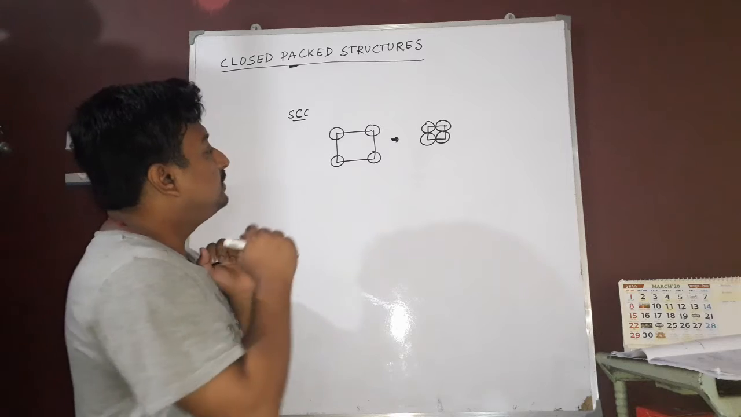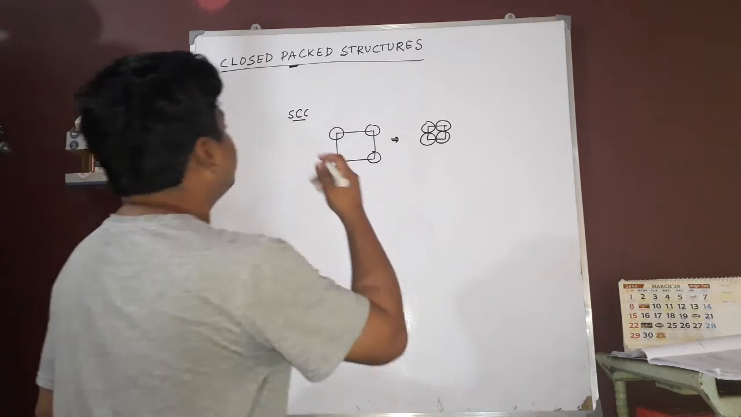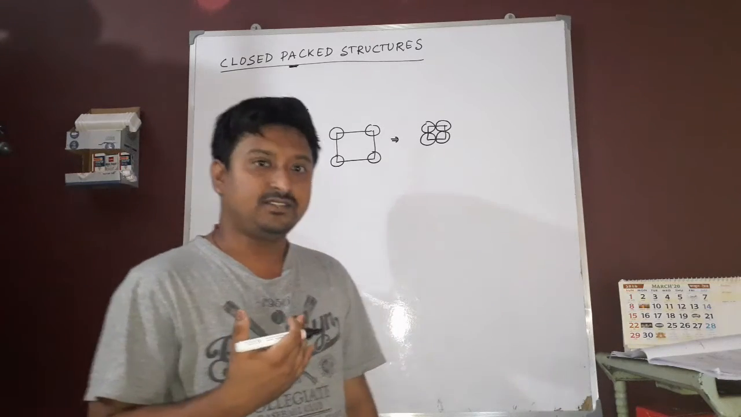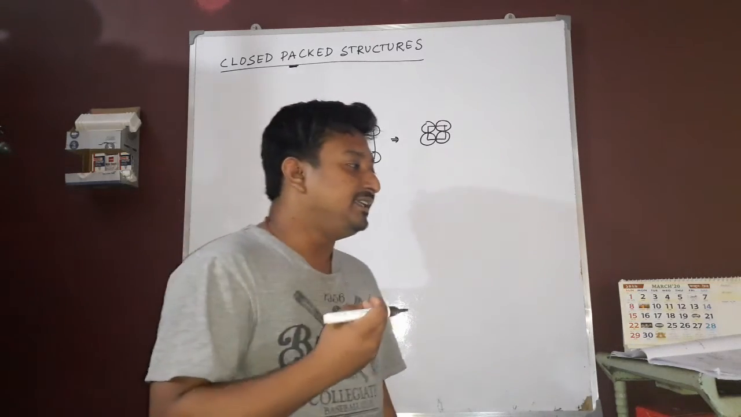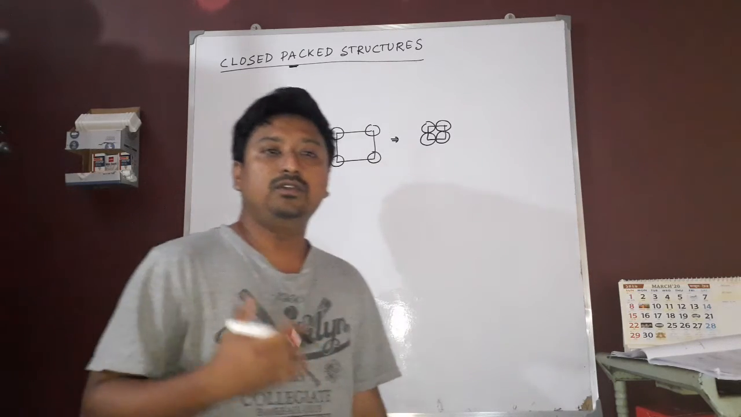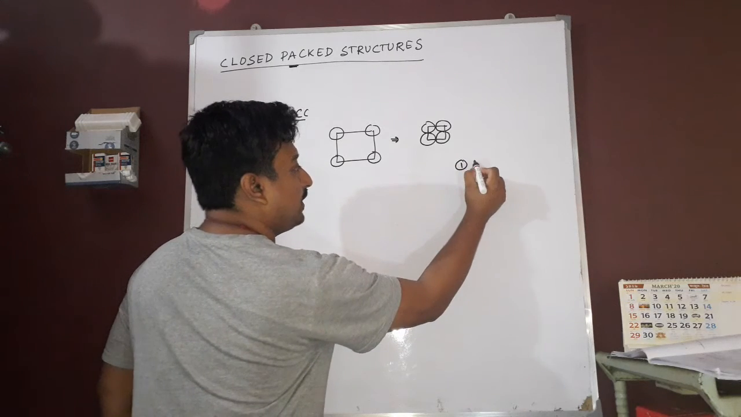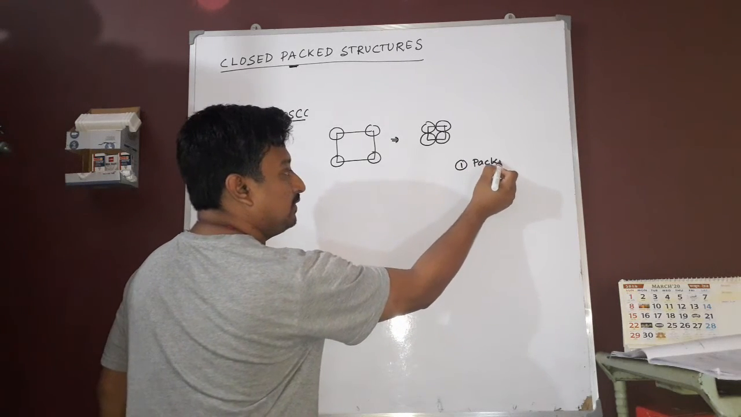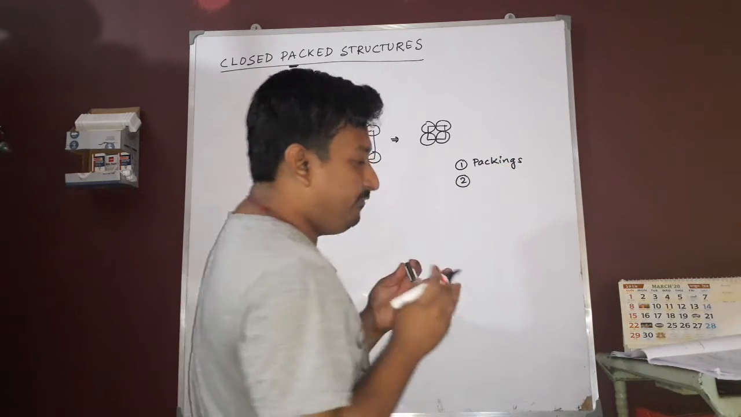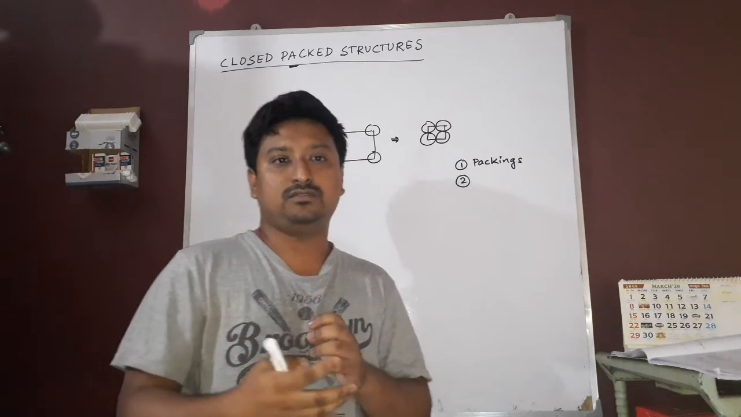Now what we will try to do is go through the different close-packed structures of the crystals, and we will see what kind of close packing the lattice exhibits. Number one, packings. Number two, see, when you pack something, let's say you are packing clothes or books.